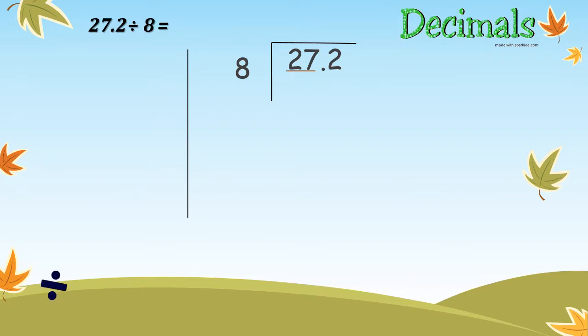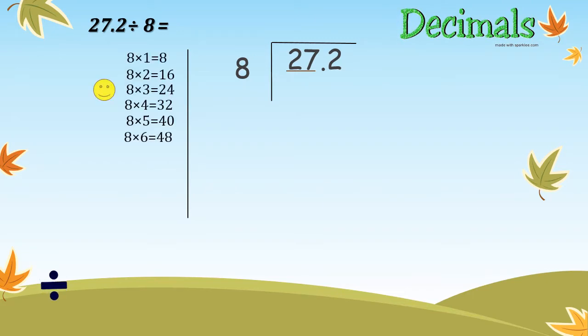If you start writing the timetable of 8, this is the beginning, if you remember, then 27. Where should I find 27? Where is the closest number to 27? Yes, 27 is between 24 and 32. But I will take the smaller, so I will take 24. And write 3 in the cushion because 8 times 3 equals 24. Then subtract: 7 minus 4 is 3, 2 minus 2 equals 0.